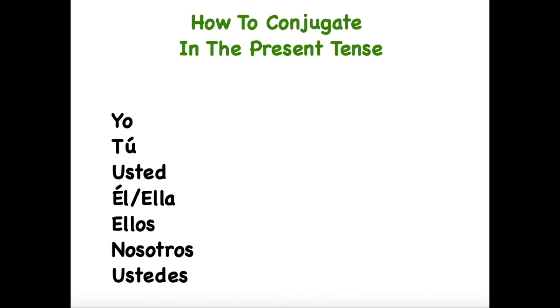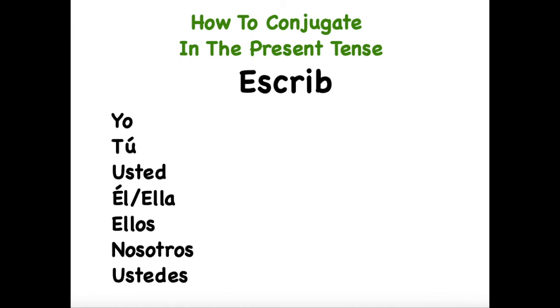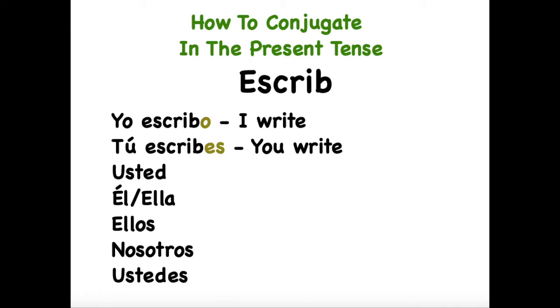And finally, an IR verb, escribir. Formula, verb minus IR plus stem. So I take out the IR, put escrib with my pronouns. Yo escribo, I write. Tú escribes, you write.